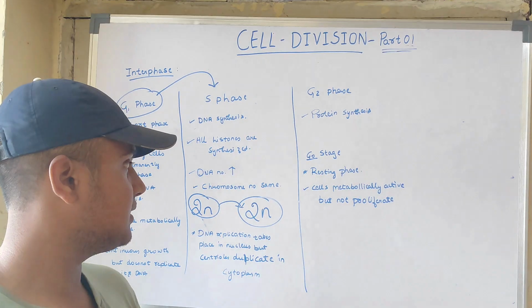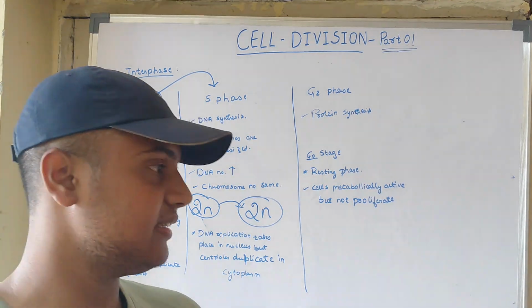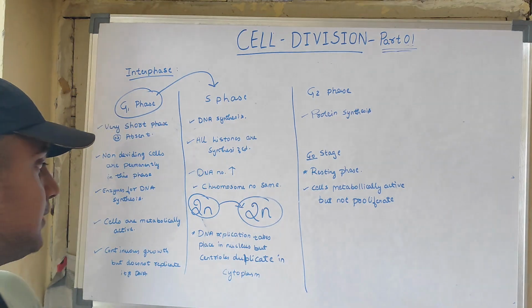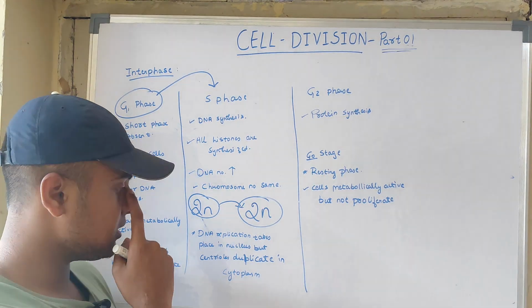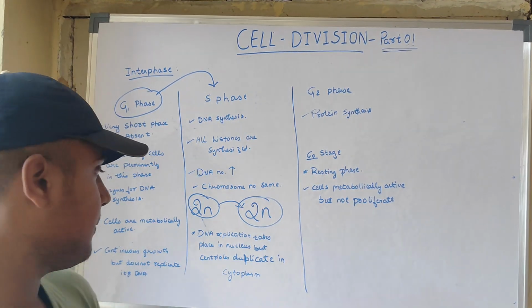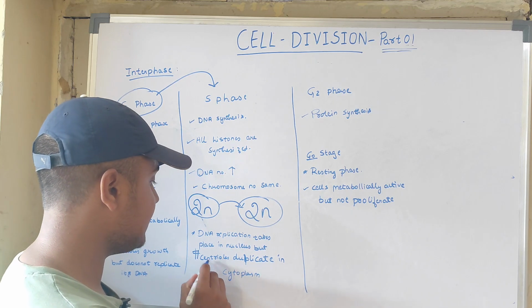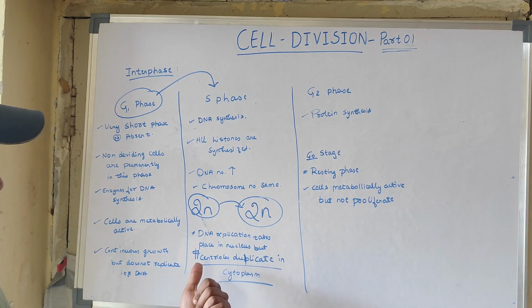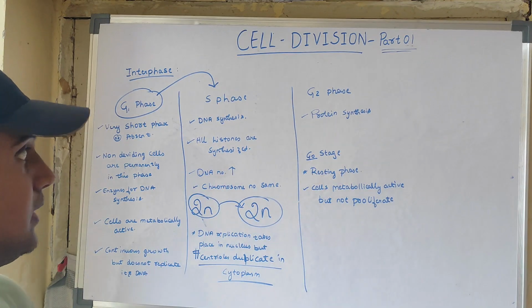The chromosome number is the same but DNA amount increases because synthesis of DNA takes place in S phase. DNA replication takes place in the nucleus, but the centriole duplicates in the cytoplasm. This is the main key feature of S phase.